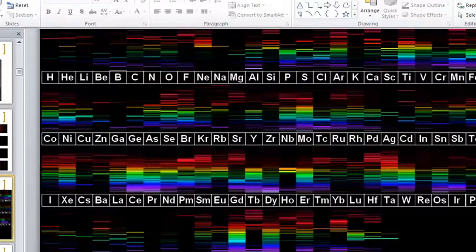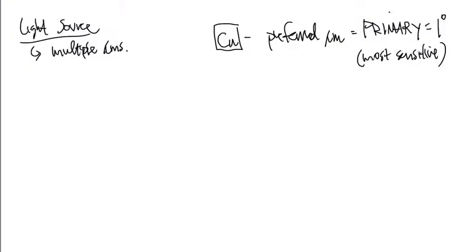So the primary wavelength is the most sensitive. That means if I have very weak concentrations, and typically for atomic absorption, that's parts per million. And parts per million is ppm.